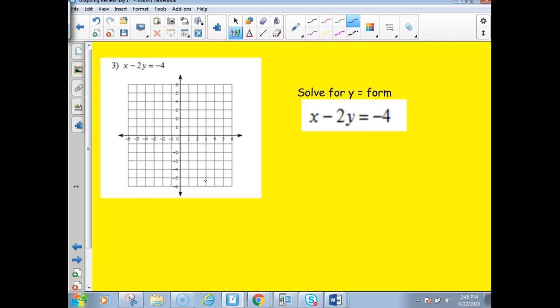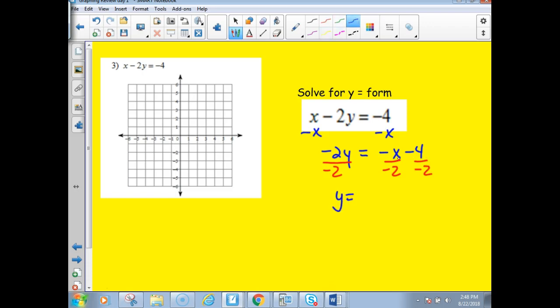Number 3. This one's not in the form y equals mx plus b. So we're going to solve for y. You would subtract x. You got -2 times y is equal to -x minus 4. I'm writing it in the form where x would be before the y-intercept. Second step, divide by -2. And if you divide one term by -2, you have to divide each term by -2.